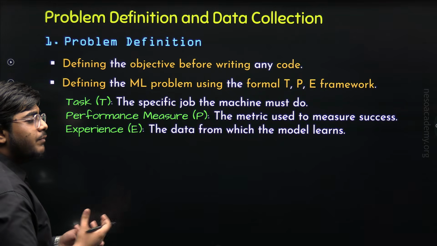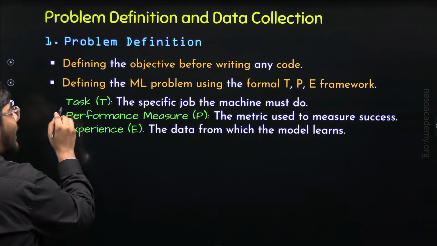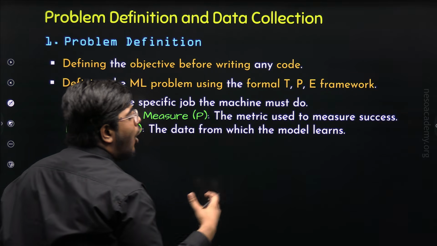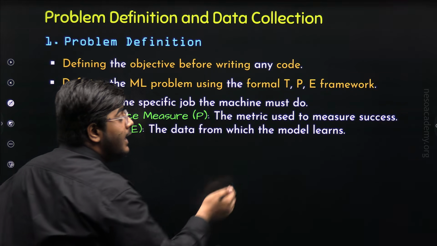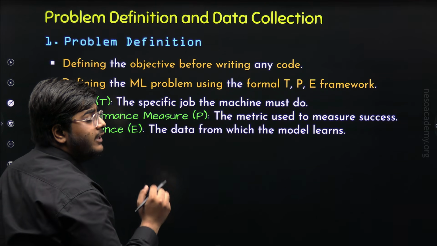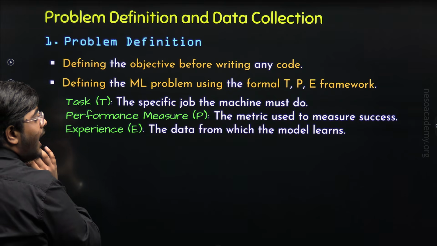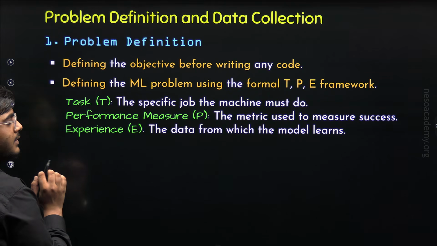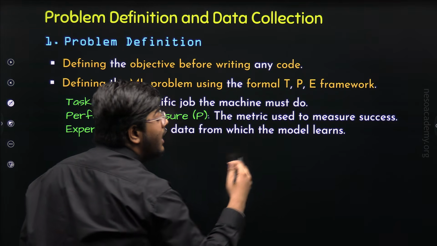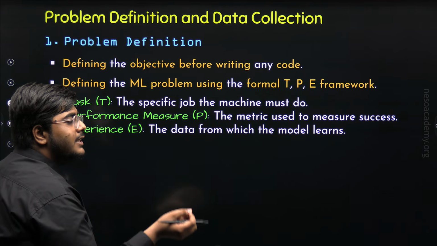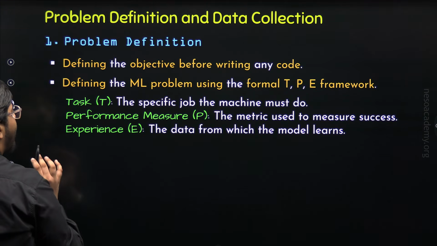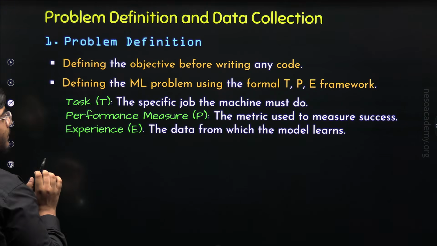Task is the specific job that the machine learning model must do. What is the work of machine learning model? That is known as task. Performance measure is the metric, or I can say a measurement tool that is used to measure the success or performance of machine learning model on the given task. And what is experience? Experience is the data from which the machine learning model learns patterns, features, and relationships. So we need to identify these three components of our defined problem.